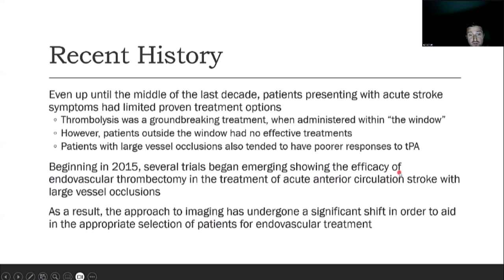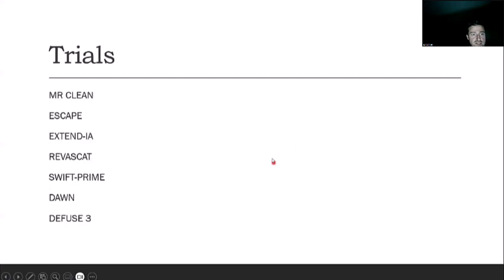So as a result, the approach to imaging changed from basically excluding hemorrhage and tumors to selecting appropriate patients for endovascular treatment. So this is just a list of the trials. We'll go over them fairly quickly. I don't want to dwell on them. It's no images, so it's kind of boring for us radiologists, but they're important studies to look at.